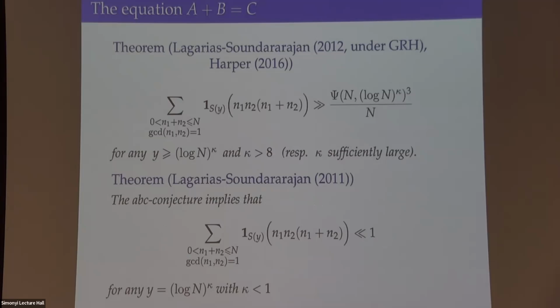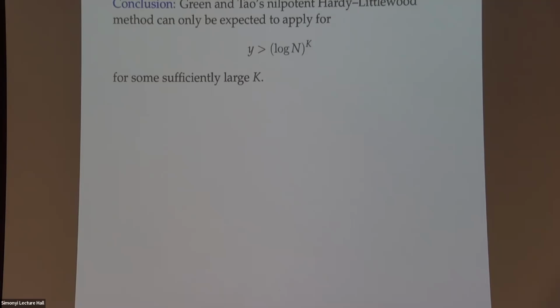In conclusion, if we hope to apply the Green-Tao method in order to study generalizations of this object, the best we can hope for is that y is as small as some fixed power of log N where the exponent is sufficiently large. That is the limit of what we can hope for.